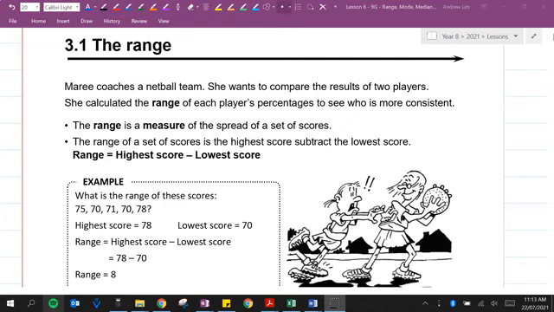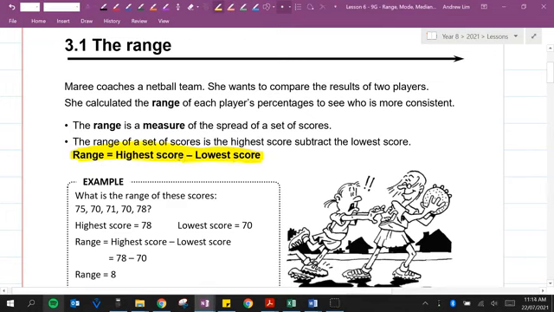Now, the range is a measure of the spread of a set of scores. And how is it calculated? It's calculated by subtracting the lowest score from the highest score. So it's very important. I would probably highlight this in your worksheet. Range is equal to highest score minus lowest score.